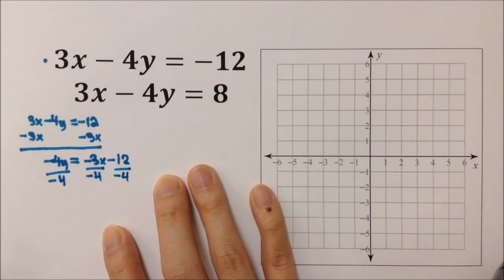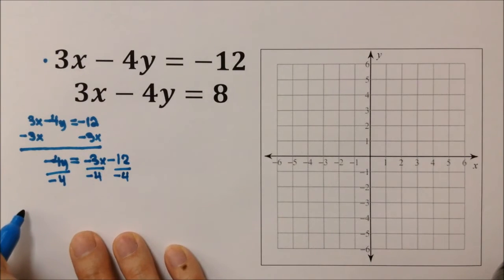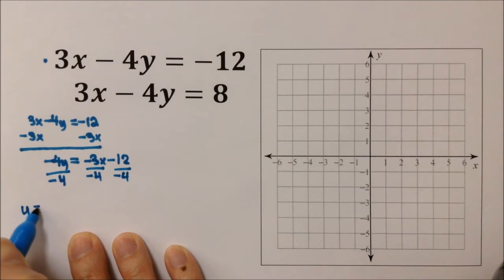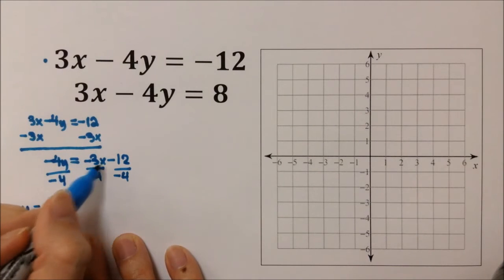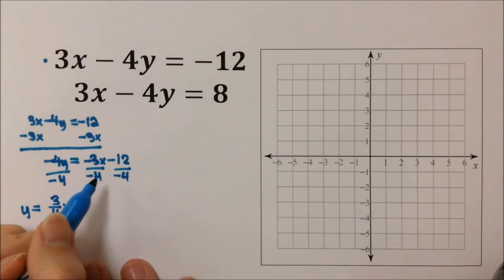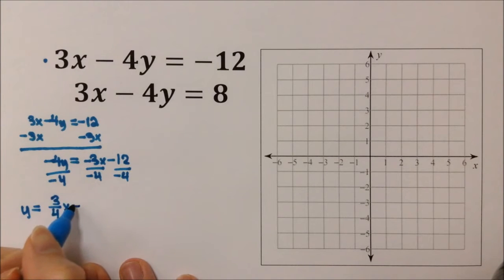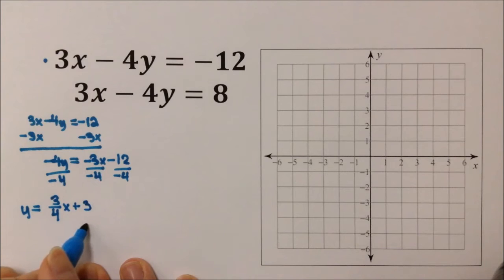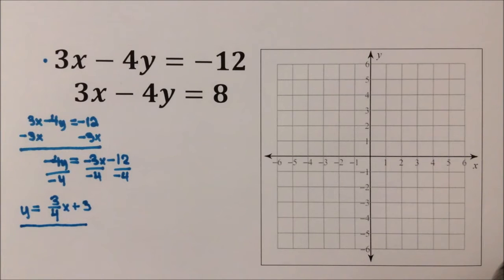So when I do that, it will become y equals negative 3x divided by negative 4, which will simply become a positive 3 over 4x, and then negative 12 divided by negative 4 will become a positive 3. So here's our first slope-intercept form. y equals 3 over 4x plus 3.